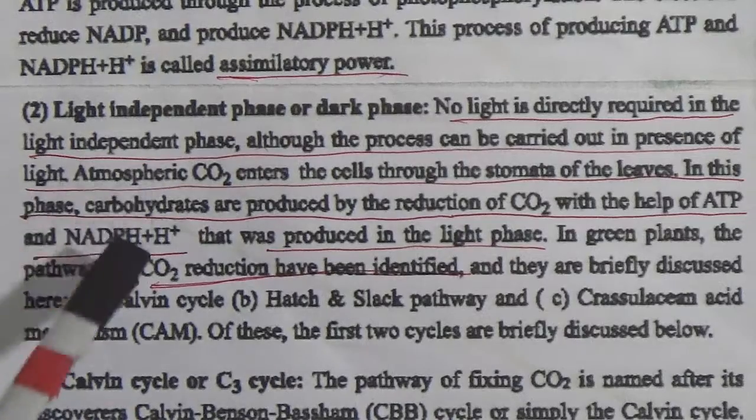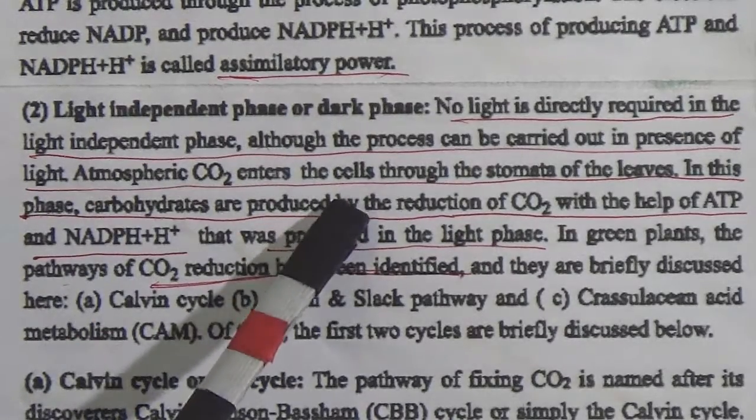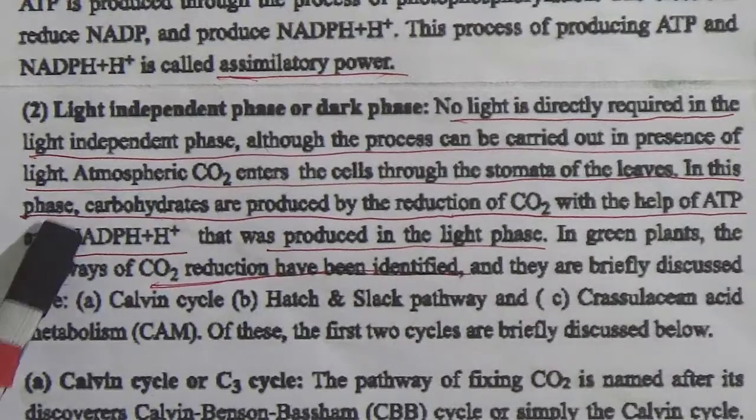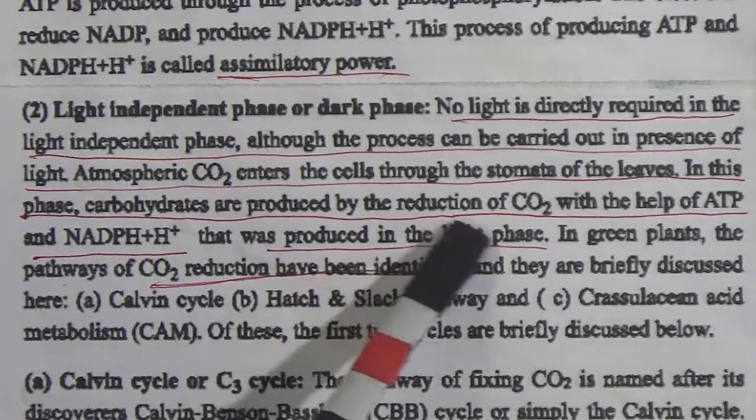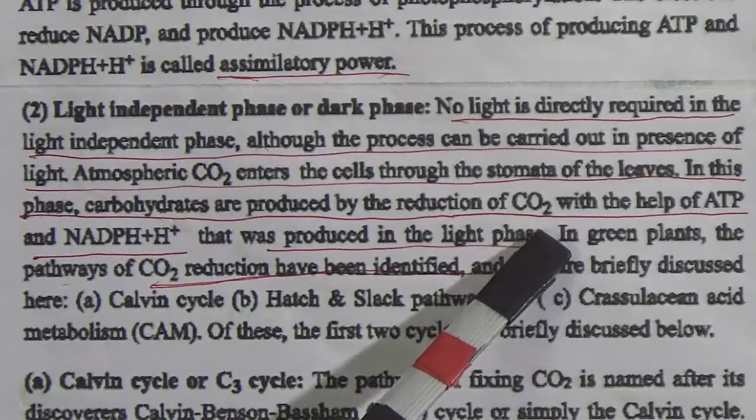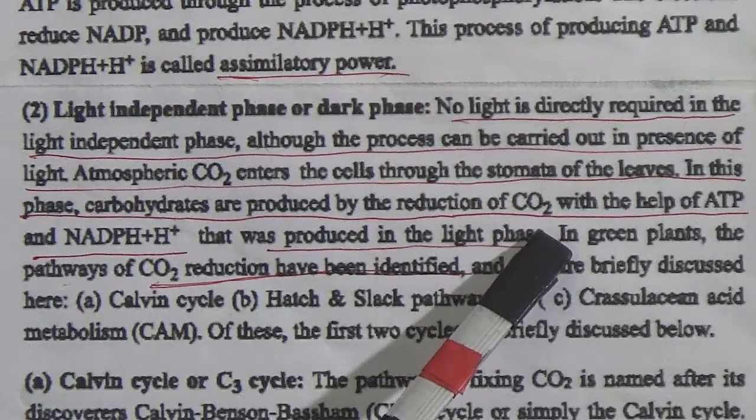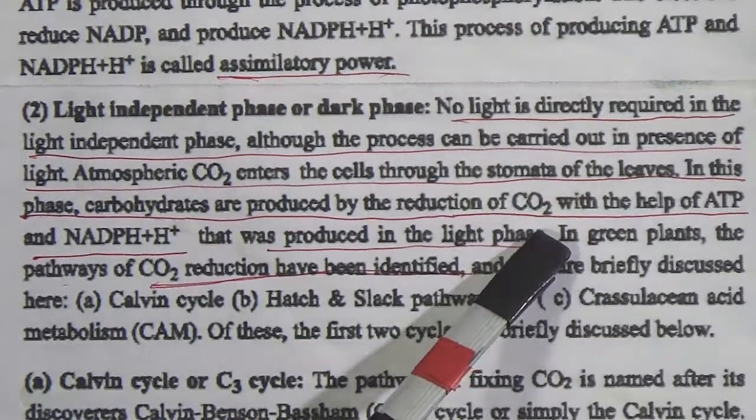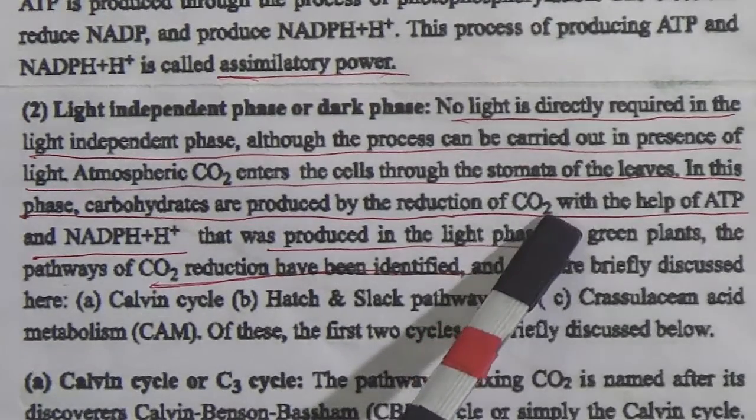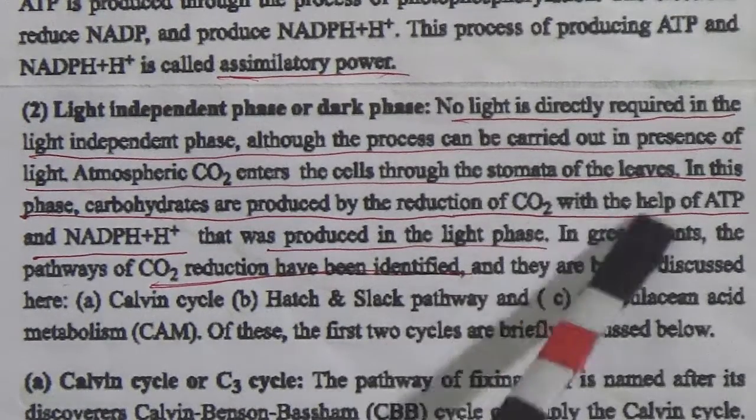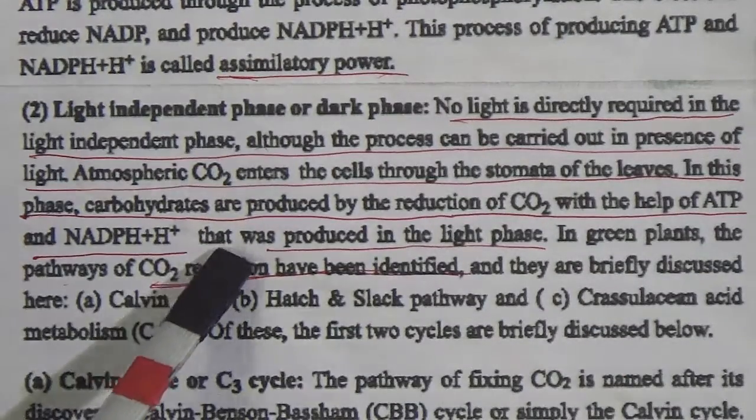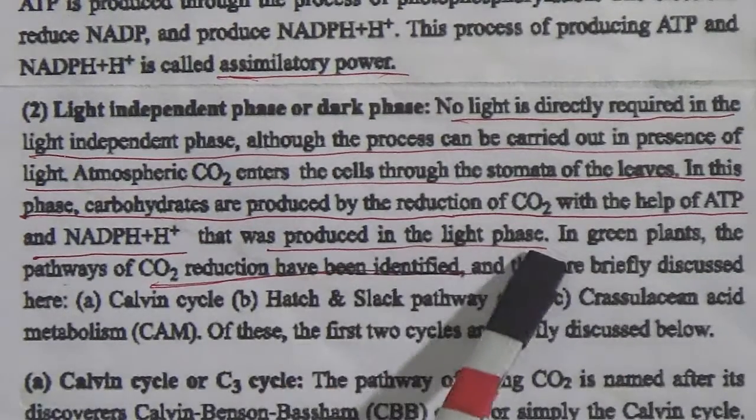Atmospheric carbon dioxide enters the cell through the stomata of the leaves. In this phase, carbohydrates are produced by the reduction of carbon dioxide. We already discussed the oxidation of water, and now we will see how carbon dioxide is reduced in this phase with the help of ATP and NADPH2, which were produced in the light phase.